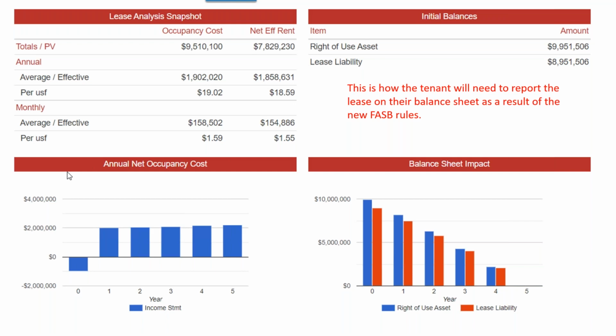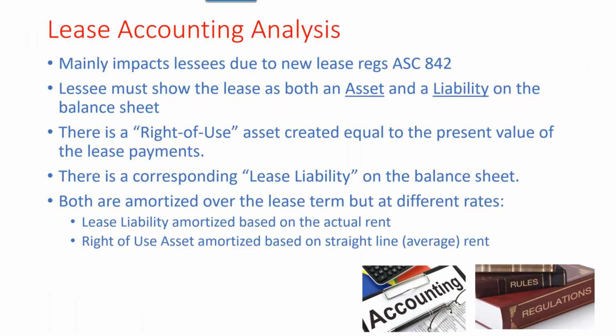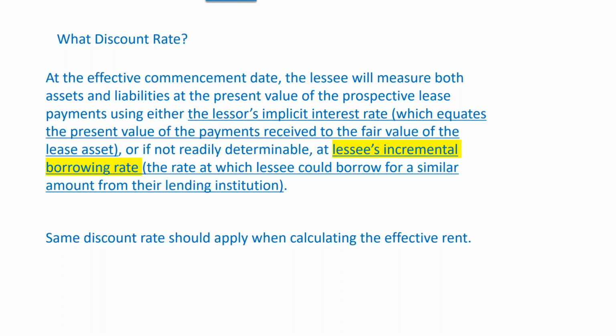Bottom, we have just some charts: the net occupancy cost, and then the balance sheet impact of this right of use asset and lease liability, which are both amortized over the lease term. So you see they eventually get down to zero. They don't start off with the same amount in all cases because of the way the tenant improvements impact the lease liability, but not the right of use asset. Accountants do strange things. What can I say? So the idea again is that this impacts lessees mainly, under some new accounting regulations. Lessees have to show the lease as both an asset and a liability. You've got this right of use asset and you've got this lease liability, and they're amortized. All right, I'm going to come back to that.